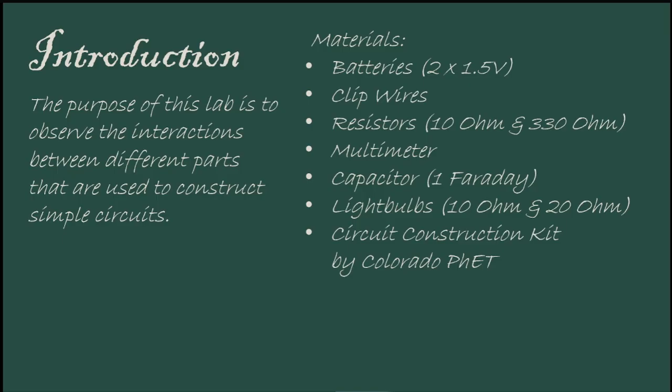Introduction. The purpose of this lab is to observe the interactions between different parts that are used to construct simple circuits. The materials for this lab are two 1.5 volt batteries, clip wires, 10 ohm and 330 ohm resistors, a multimeter, a 1 Farad capacitor, 10 ohm and 20 ohm light bulbs, and the Colorado PhET circuit construction kit.